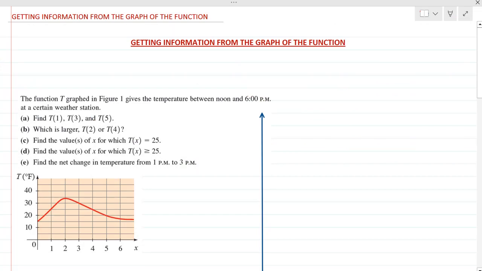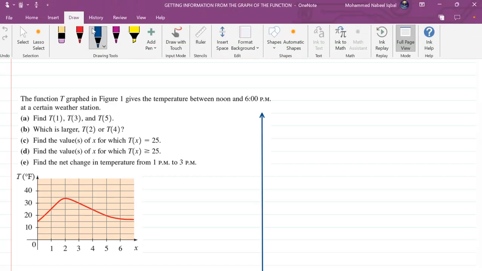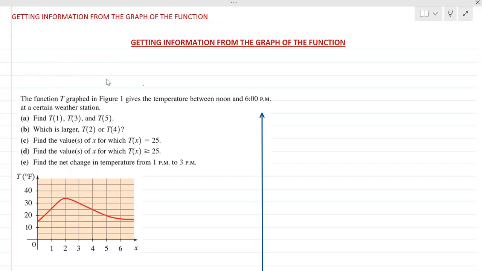In this video, we are going to discuss the information from the graph, the function of a graph. So here, first of all, the function is defined by f of x equals x square plus 1. We have to get the information from the graph. So this is the first thing we have taken here.